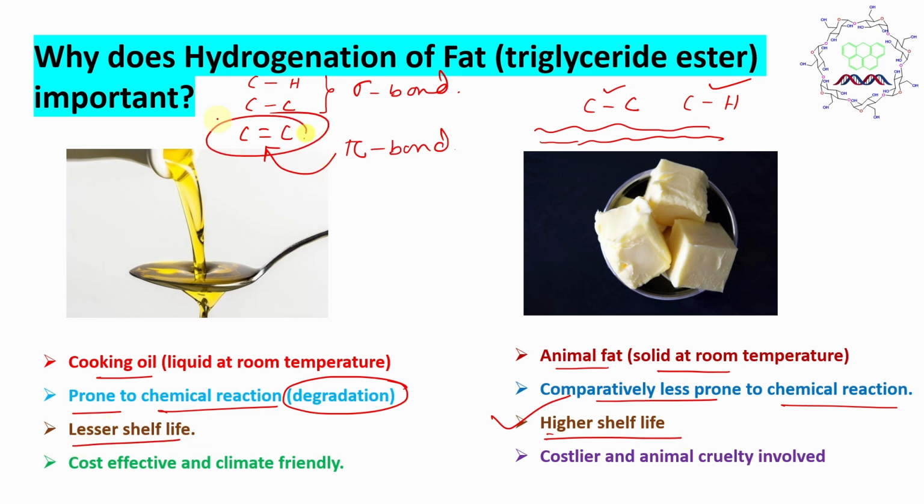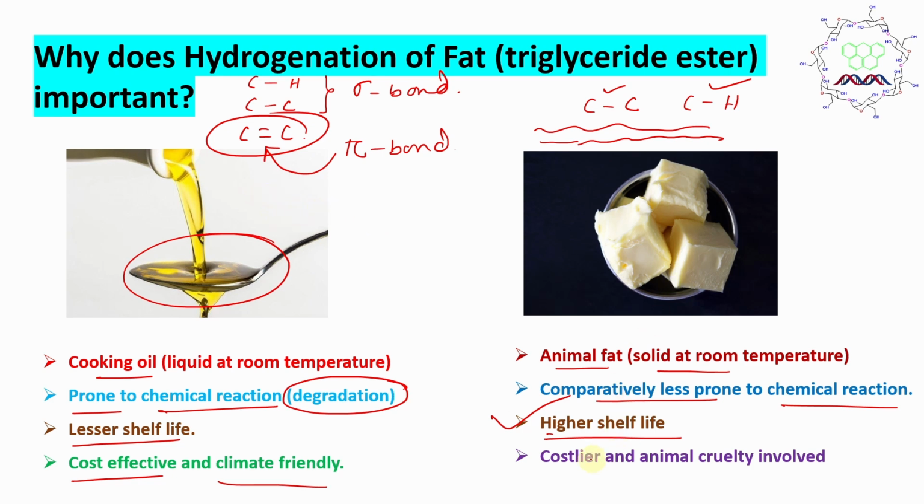Why? Because this pi bond reacts. So it gets denatured very early. Now if you look at plant oil, it is cost effective. Why? Because plants are producing it, and it's climate friendly, because plant oil preparation is a product of photosynthesis, so overall you are consuming carbon dioxide.